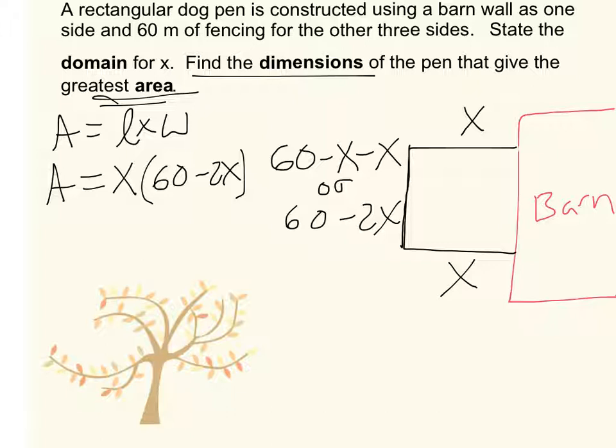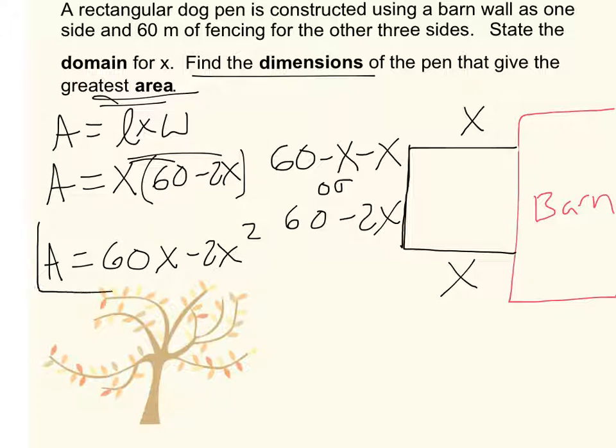This is where it comes back to a quadratic. This formula for area, after I distribute, would be 60x minus 2x squared. And this right here is a pretty powerful tool to try to figure out this problem. I have this function, which is a quadratic, from doing the x times x. I got x squared, so it's a quadratic.